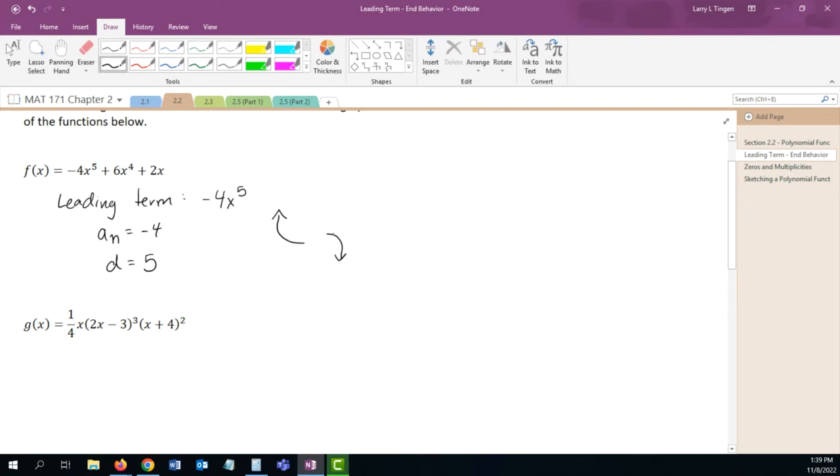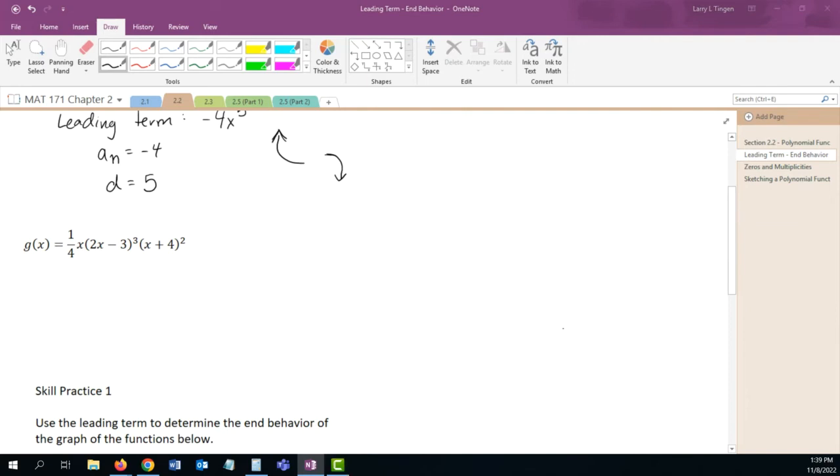Like I said, this is why I'm doing as many videos as I am and posting stuff, because this chapter requires just practice, practice, practice. Okay. So what's next? I got 1/4 times x times quantity 2x minus 3 cubed times quantity x plus 4 squared. What is the leading term here?